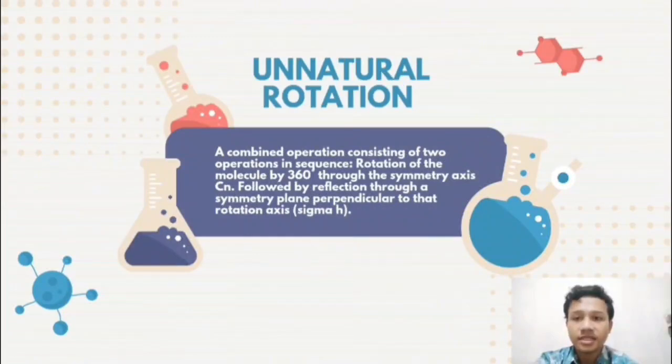Improper rotation, a combined operation consisting of 2 operations in sequence. Rotation of the molecule by 360 over n through the symmetry axis Cn, followed by the reflection through a symmetry plane perpendicular to that rotation axis, or sigma h.